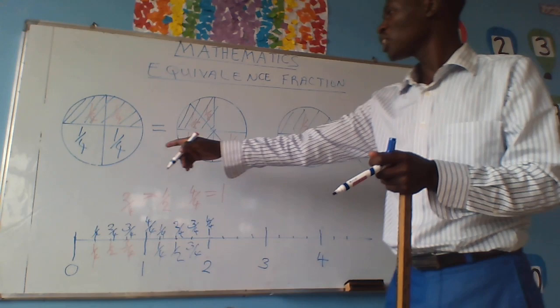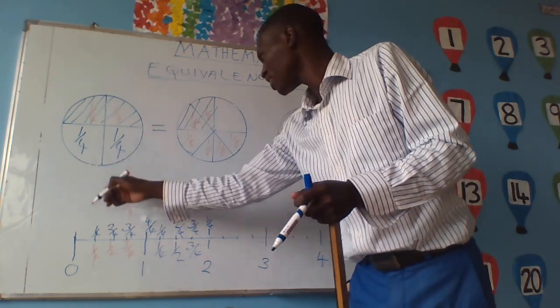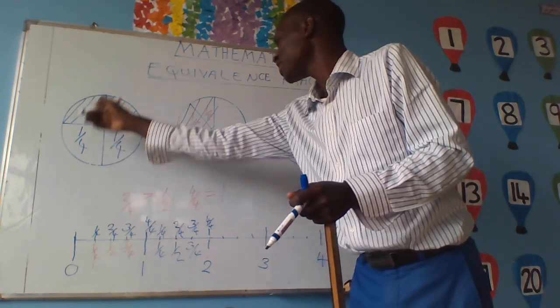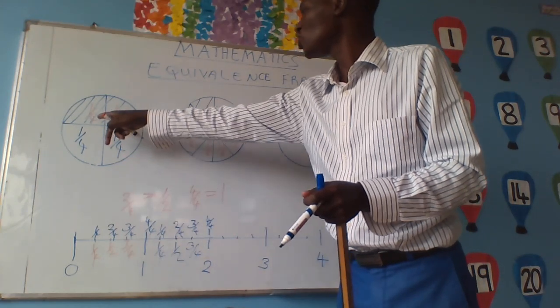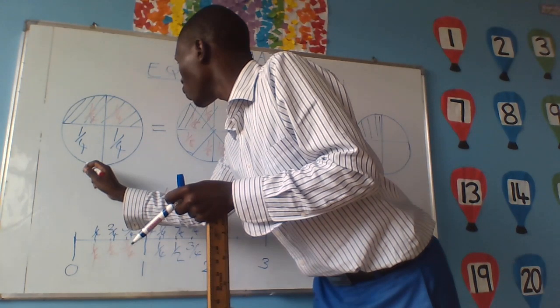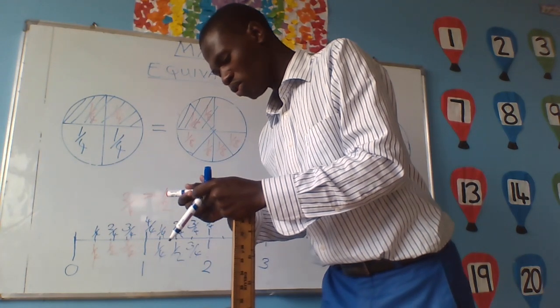For example here, when I shade the whole circle, that means it will be, well, let us shade the whole circle.